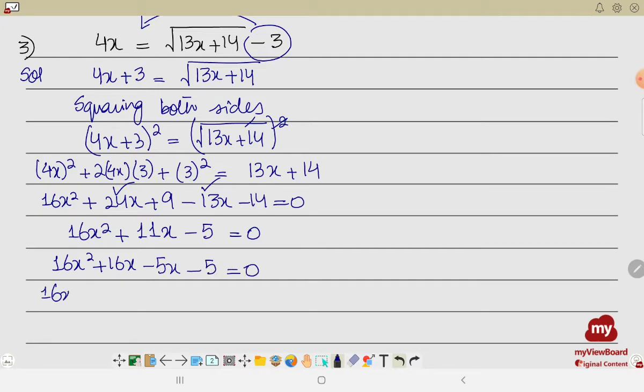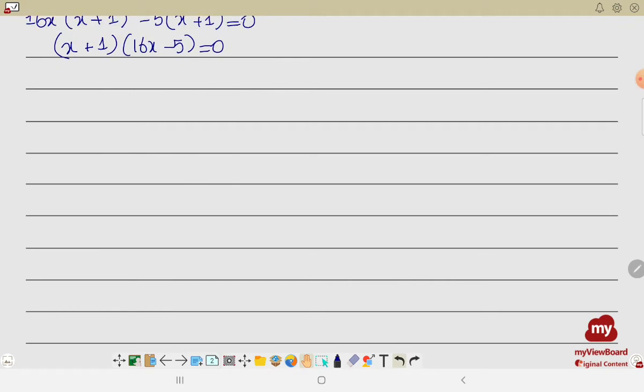So 16x will be taken as common, and we are left with x plus 1. Here we'll take minus 5 as common, and you are left with x plus 1. Again, the whole bracket will be taken as common, so you are left with (x + 1)(16x minus 5) equals 0. Now we'll equate each factor to 0 one by one. We have either x plus 1 equals 0 or 16x minus 5 equals 0. Here we have x equals minus 1 and x equals 5 by 16.